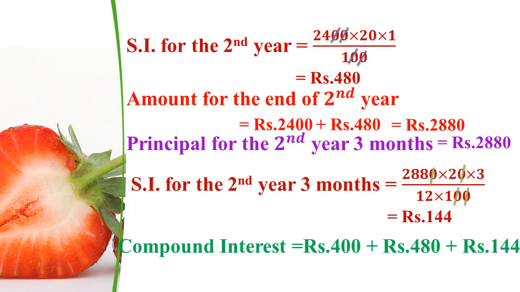144. Compound interest equal simple interest for the first year rupees 400 plus simple interest for the second year rupees 480 plus simple interest for 2 years 3 months equal rupees 144. So, compound interest is rupees 1024.